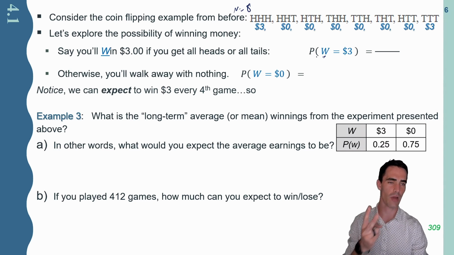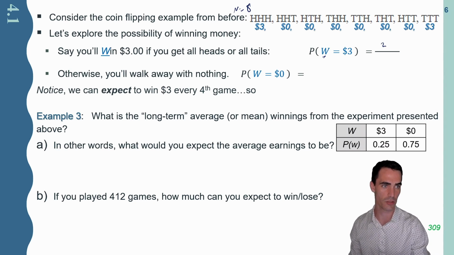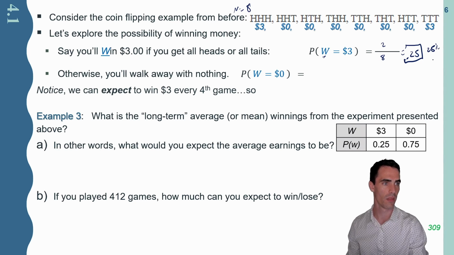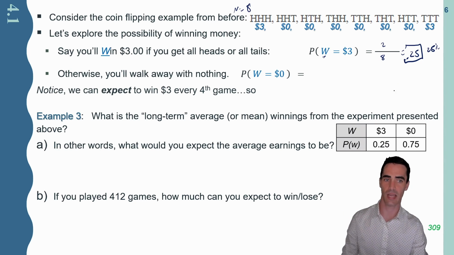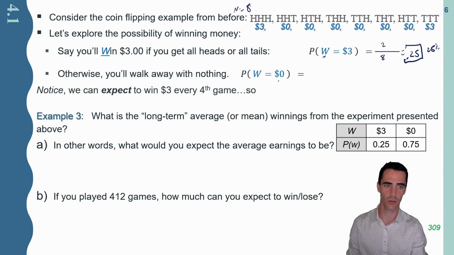So there's only 2 outcomes for W. The probability W equals 3 is, well, there are 2 winnings out of the total of 8, or 1 divided by 4, or as a decimal, I'm sorry, that's 0.25. There's a 25% chance, if we play this game, that we'll win $3. Otherwise, we walk away with nothing, meaning that random variable is $0.